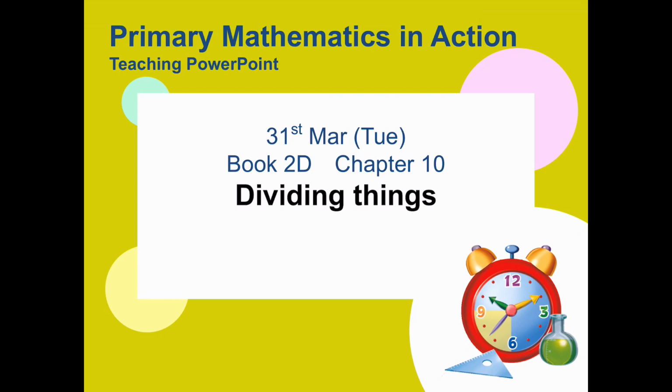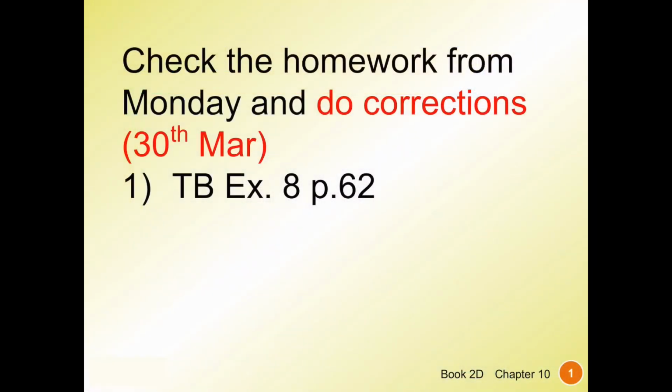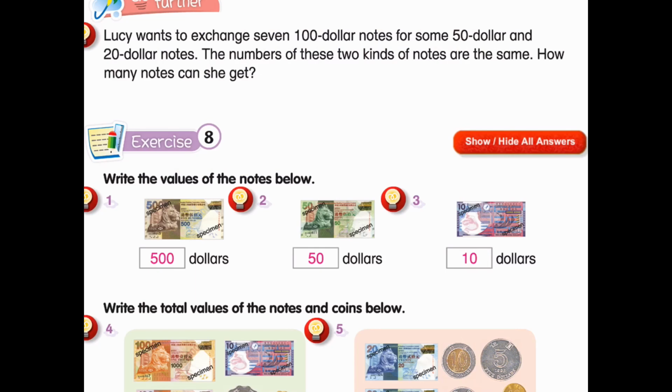We'll continue with Chapter 10 of Book 2D. So let's check our homework from yesterday. Textbook page 62, exercise 8. And for questions 1 to 3 is pretty straightforward. You simply have to look at the notes and then write down the values of the notes.